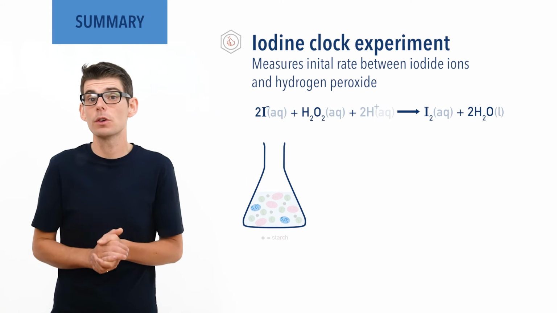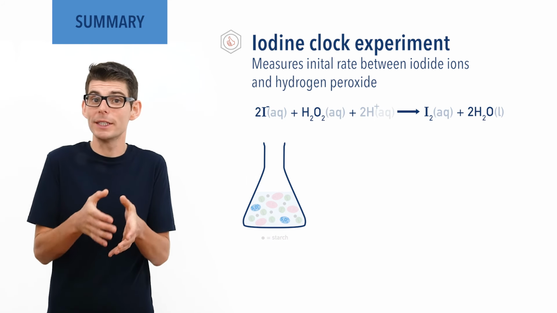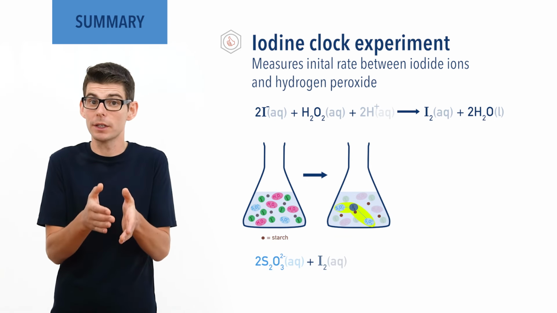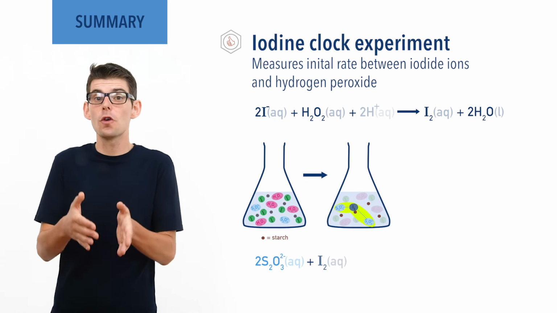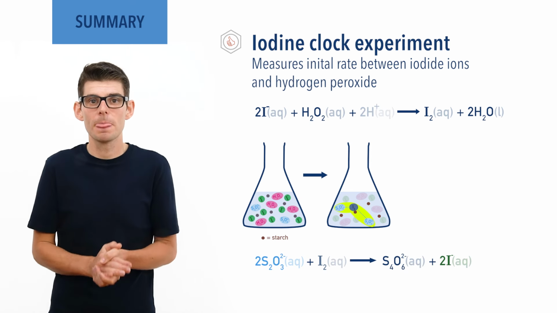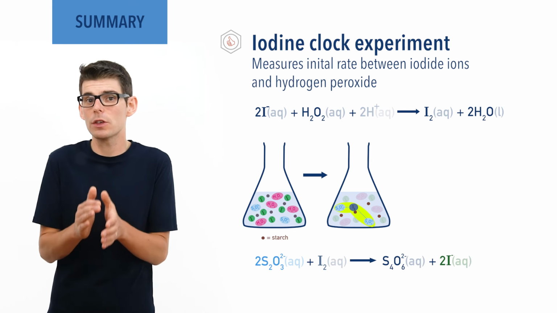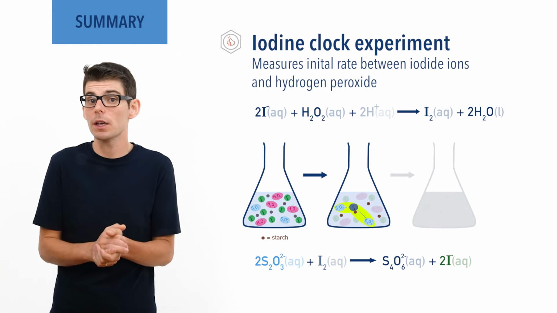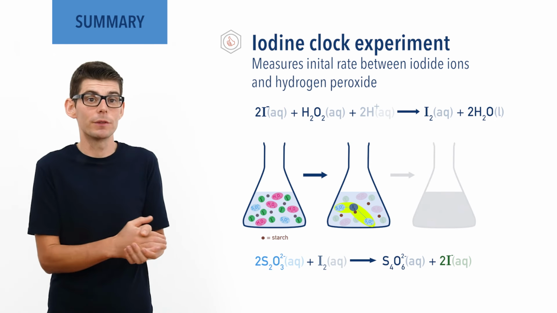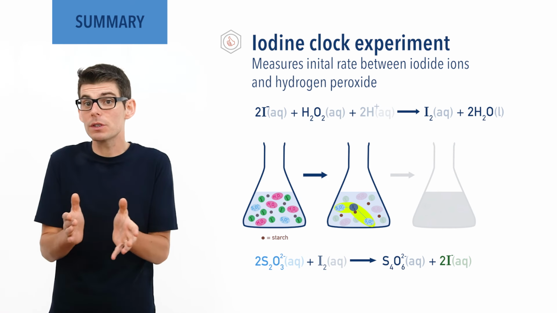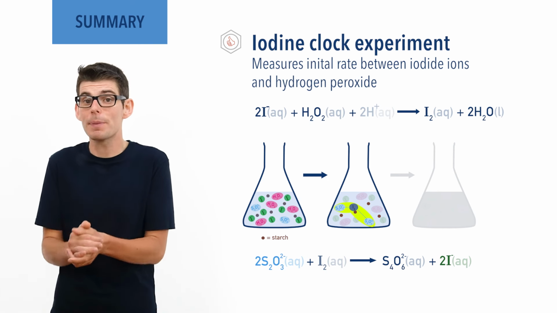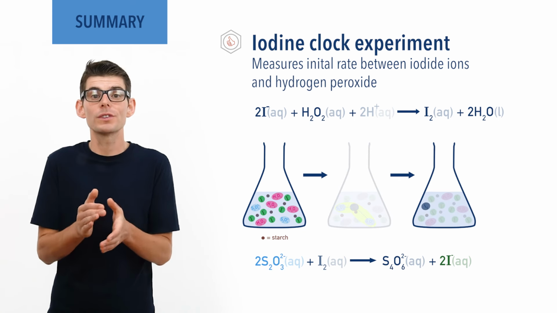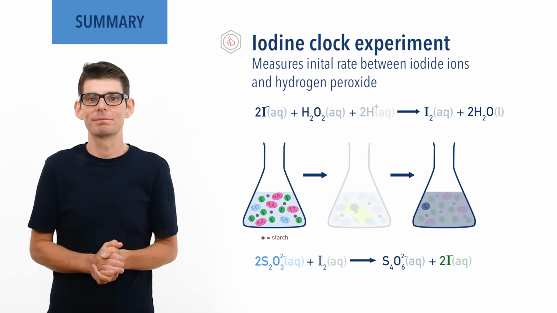The added thiosulfate ions react with iodine molecules as soon as they are produced from the reaction between the iodide ions and hydrogen peroxide, forming iodide ions again. This means the colour change of the starch indicator is delayed until all the thiosulfate ions have reacted with any iodine formed. As soon as the thiosulfate ions have been used up, any further iodine molecules produced by the main reaction cause the starch indicator to change colour.